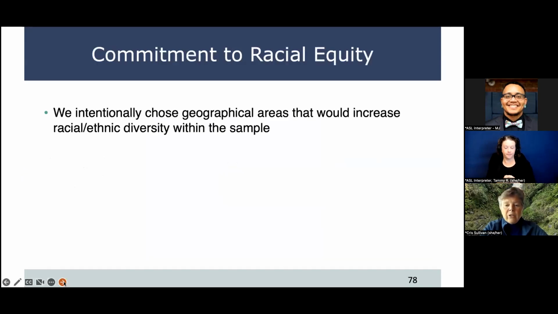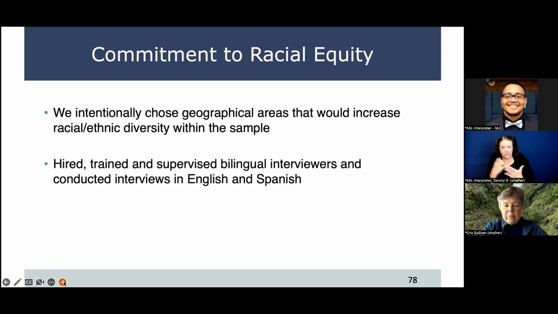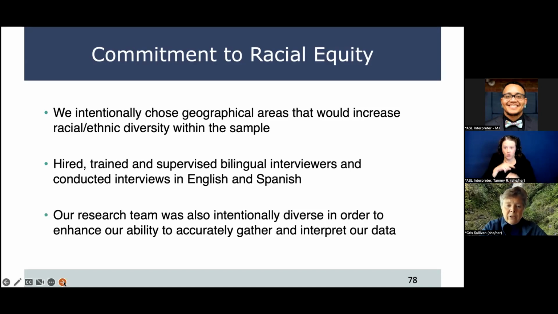We had a commitment to racial equity throughout the course of this project, starting with intentionally choosing geographic areas that would increase our odds of getting a racially and ethnically diverse sample. We hired and trained and supervised bilingual interviewers so that interviews could be conducted in both English and Spanish. And our research team was intentionally diverse in order to enhance our ability to accurately gather and interpret and share our data.